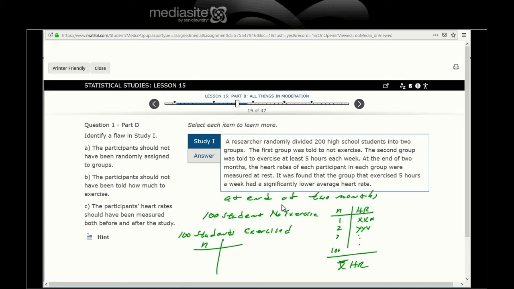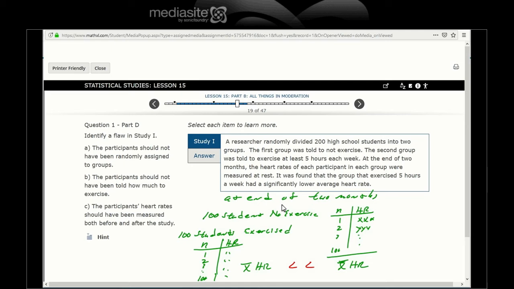Again, have that 100. Measure their heart rates. And compared. And supposedly they found this one was significantly lower than that one. Alright, so what's the problem?